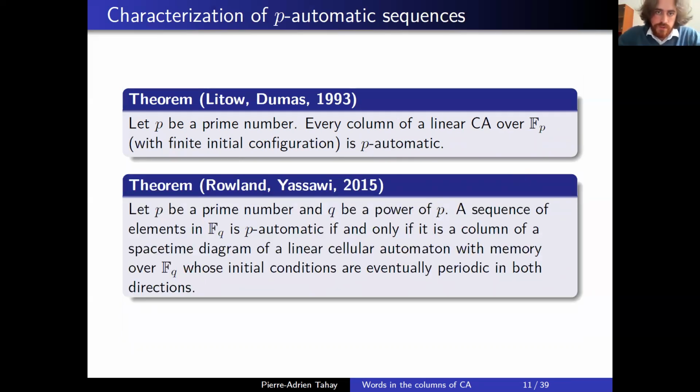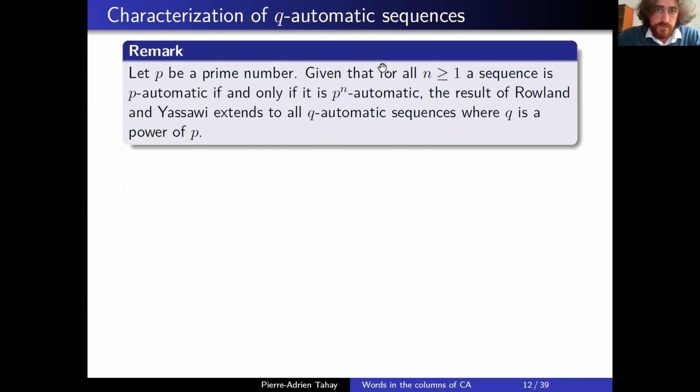And in 2015, Roland and Yassawi established the converse of this statement. They prove that a sequence of elements in F2 is p-automatic if and only if it is a column of a space-time diagram of a linear cellular automaton with memory, with some condition on the initial conditions. This means that when you have a p-automatic sequence, you can construct this sequence by a cellular automaton, and you know that all the columns, in fact, are p-automatic sequences. And more precisely, because we have the equivalence between being p-automatic and p to the power n automatic, the result of Roland and Yassawi extends to all q-automatic sequences, where q is a power of p.